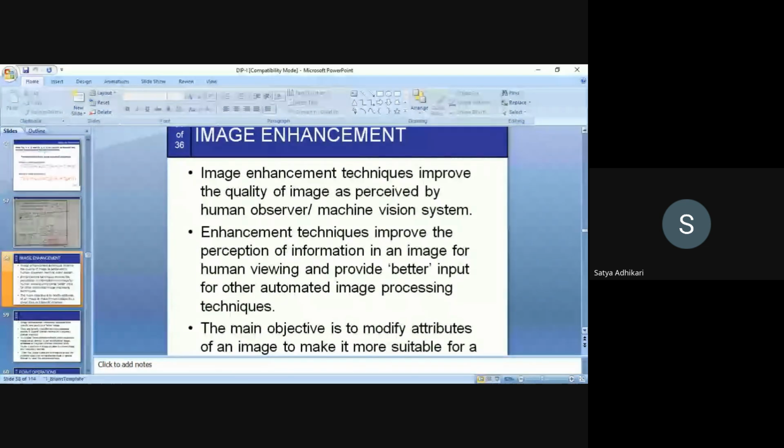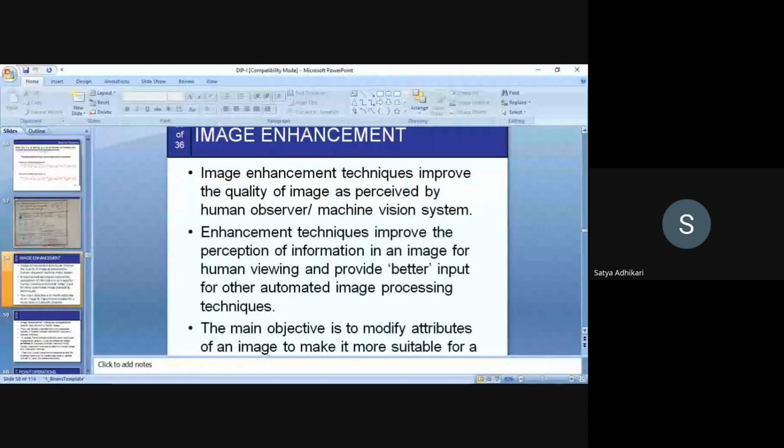Suppose you are giving an input image to another machine vision system, so the input should be better. If the input is better, you will get a better output. If the input is worse, you will not get the right or your required output.